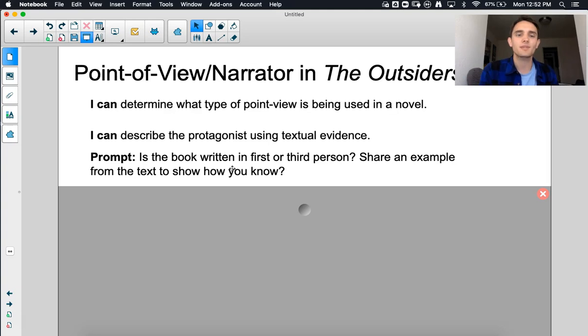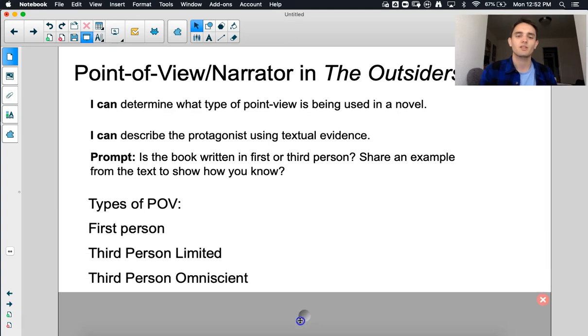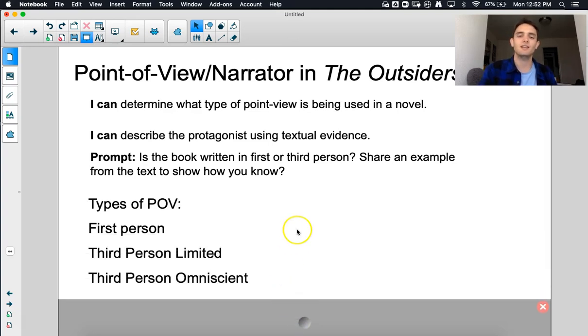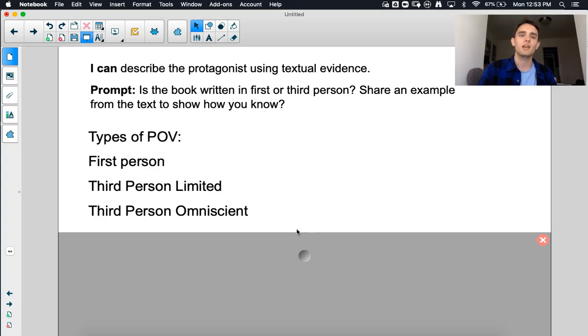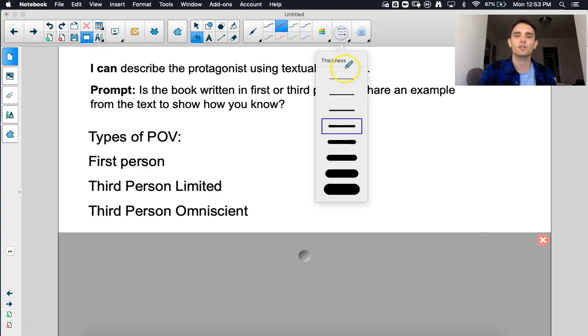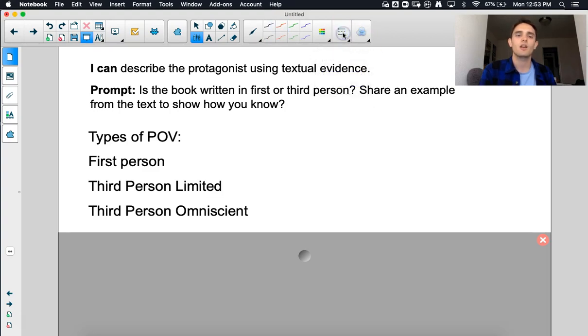So our prompt is: Is the book written in first or third person? And share an example from the text to show how you know. So a pretty straightforward question, but you do need to know some background knowledge before you get into this one. What you need to know before answering the prompt is the difference between first person, and then when we look at third person, the difference between limited and omniscient.